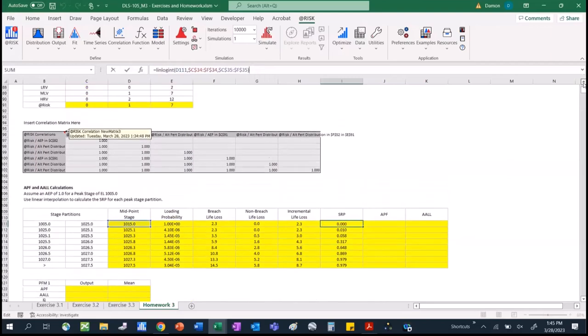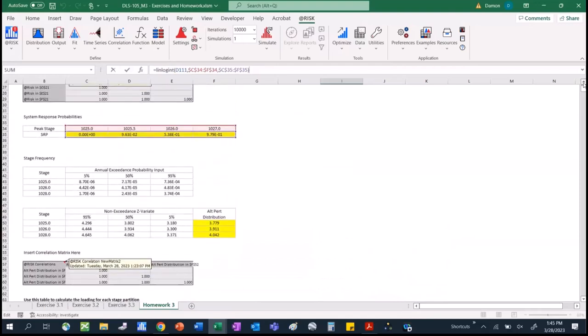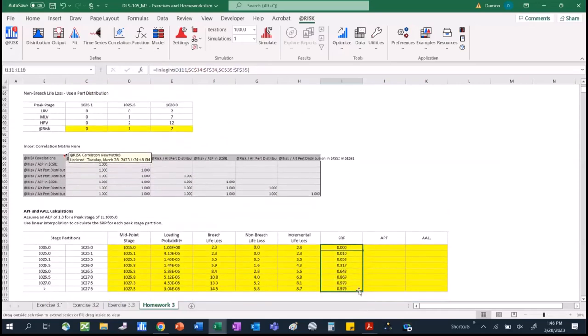I'm surprised that that worked. I'm very surprised that that worked. I wouldn't have thought that that one would have given me a zero there.